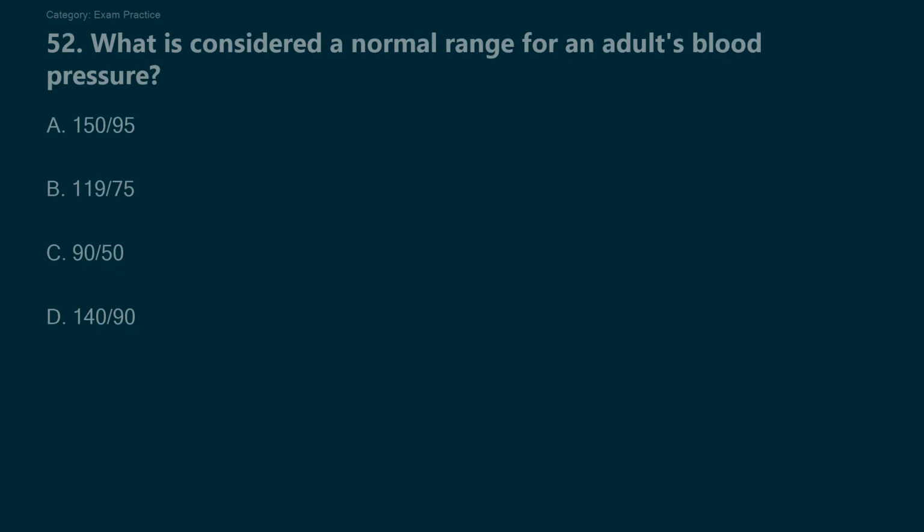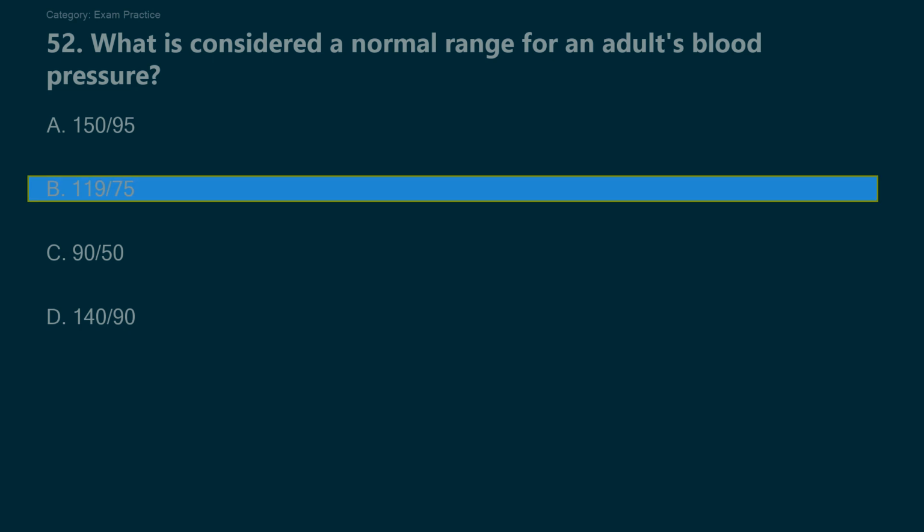Question 52. What is considered a normal range for an adult's blood pressure? Option A, 150/95. Option B, 119/75. Option C, 90/50. Option D, 140/90. The correct answer is option B, 119/75.